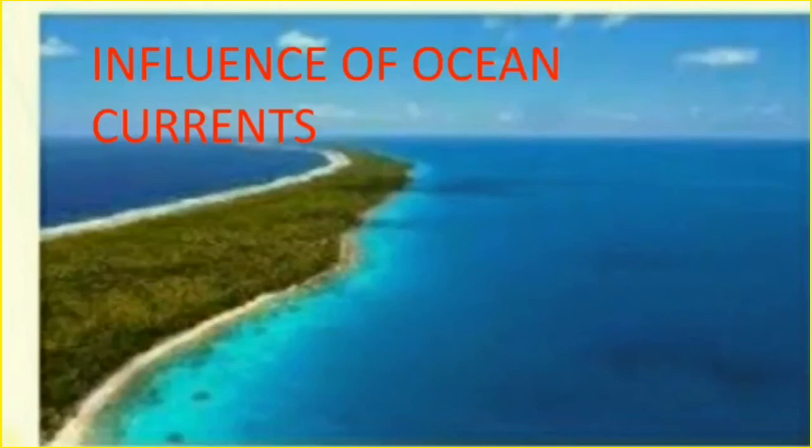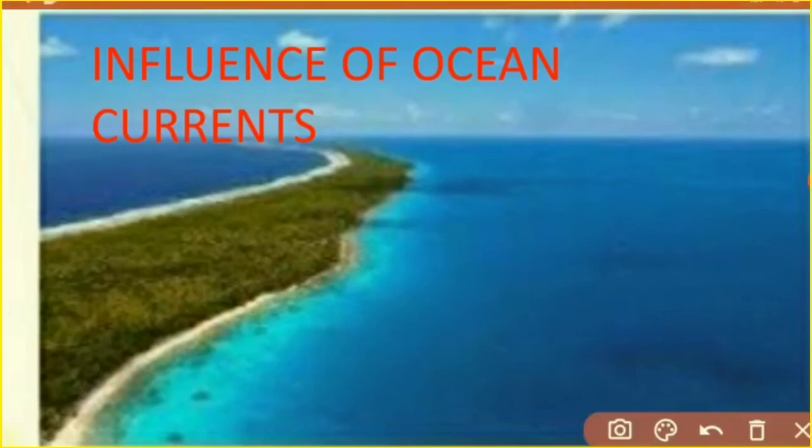Influence of ocean currents. In the previous chapter we have done ocean currents and tides. So what is an ocean current? An ocean current is a horizontal movement of water, and this ocean current moves because of Coriolis force and the direction of the wind. So at any place, say this is the equator.